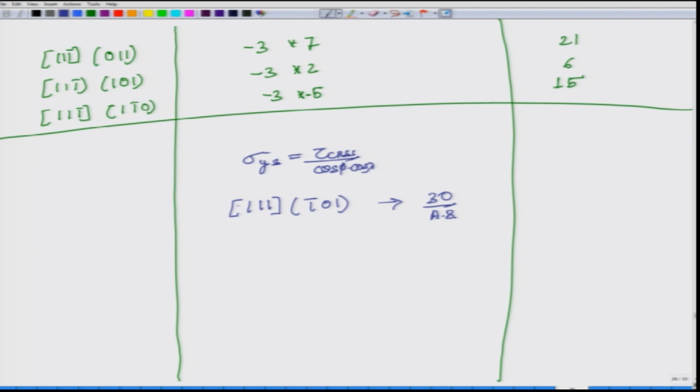So, you will be able to find cos phi cos lambda for this. So, it will be 30 by AB, and you can substitute it over here to find what will be the yield strength. In fact, for this particular system you would be able to show that the yield strength would come out to approximately 20 megapascal.